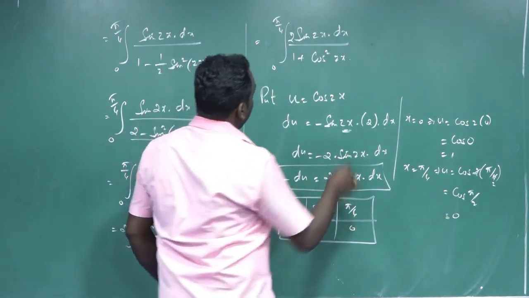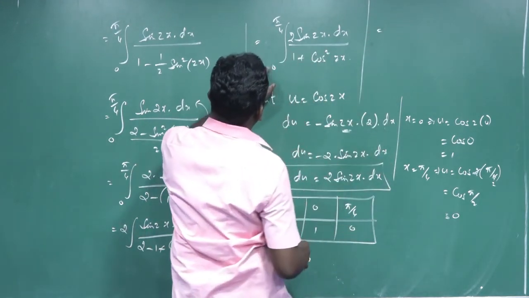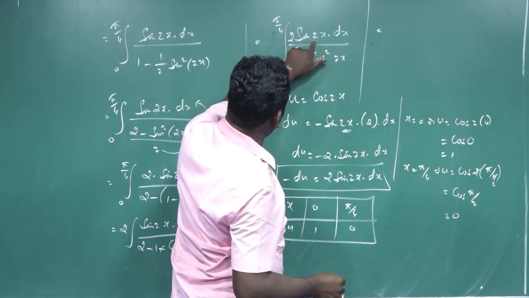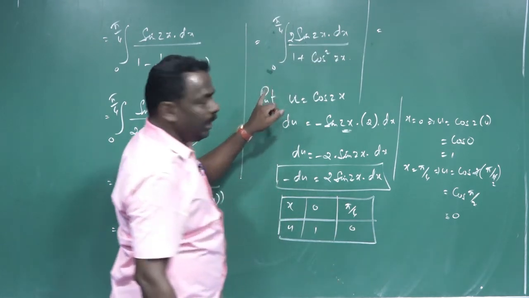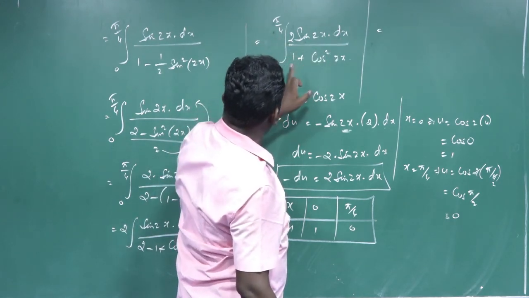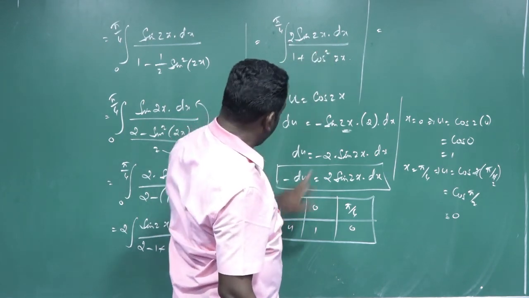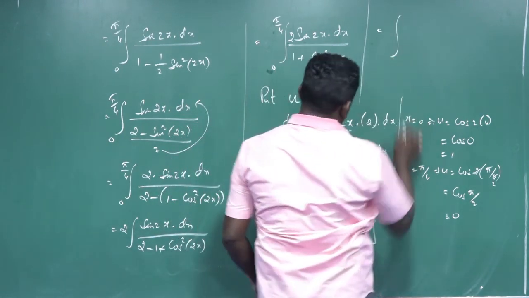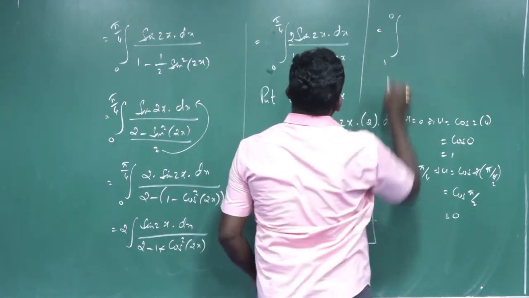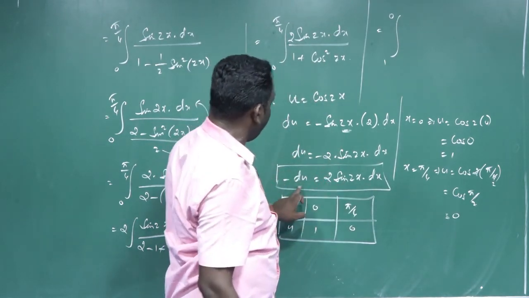Now we have to write this interval, the last equation: integral 0 to pi by 4, 2 times sin 2x dx by 1 plus cos square 2x. We can write 2 times sin 2x dx as minus du. So the integration from 0 to pi by 4 becomes 1 to 0, and the numerator term 2 sin 2x dx equals minus du.